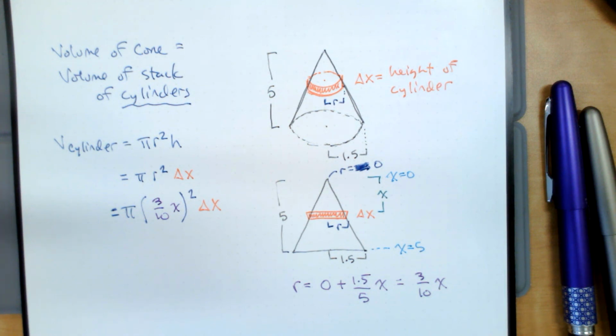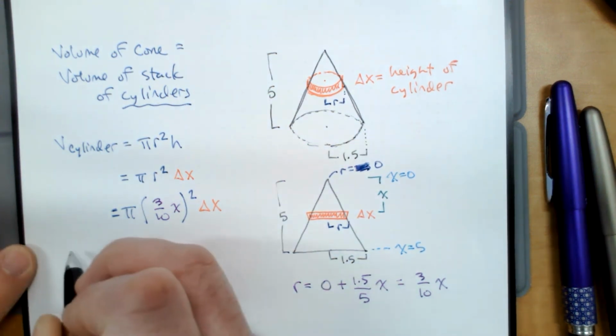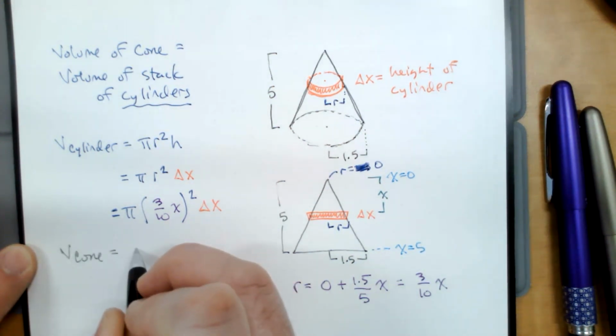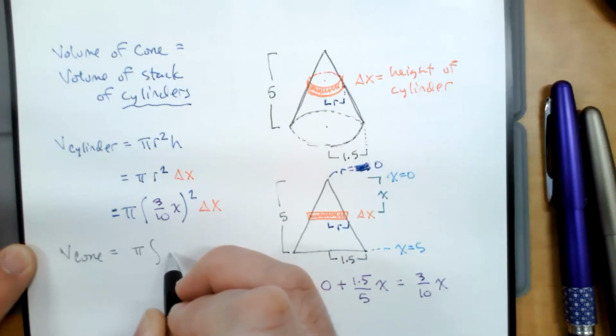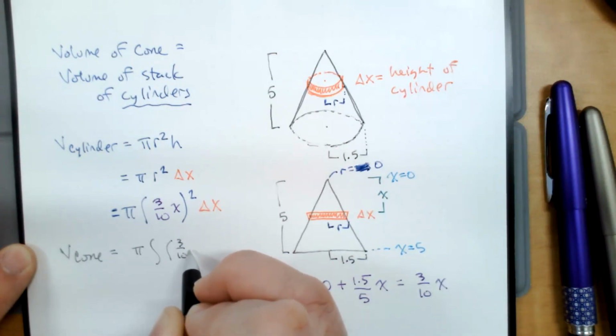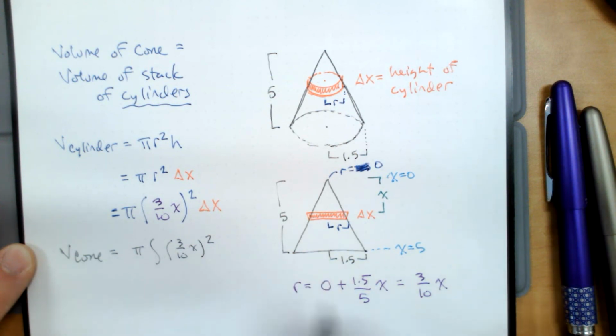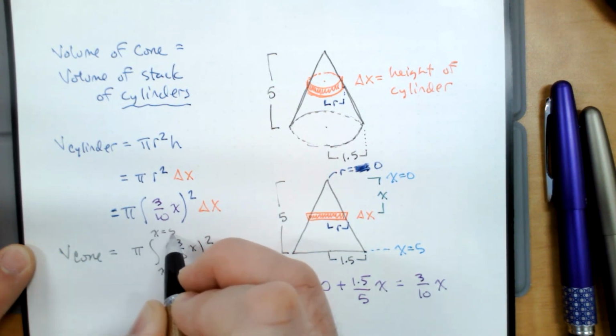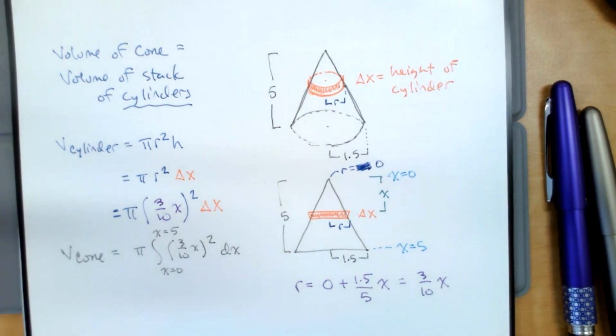Then what we would do is we'd index these and add up with the Riemann sum, then let the number of cylinders go off towards infinity. And we know that that just turns into a definite integral. So the volume of the cone is pi times the radius squared. The delta x becomes dx, and we integrate wherever there's a cylinder. And they go from 0 to 5.